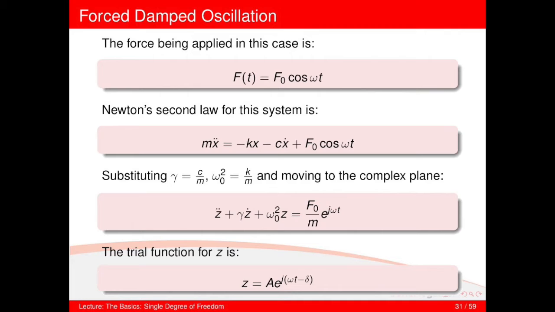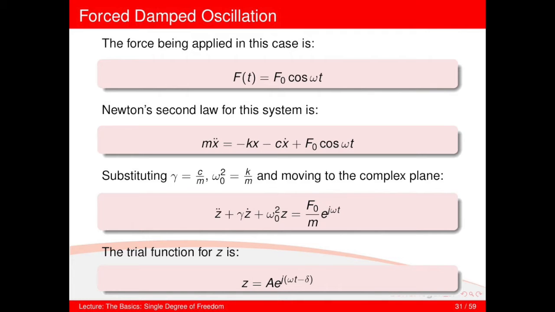So again, Newton's second law, mass times acceleration is the sum of all the forces. So we've got the spring force minus kx, we've got the damping force minus c x dot, and we've got our force that's being applied, F naught cosine omega t. Now again, omega is not the natural frequency, it's not the damped natural frequency, it is the driving frequency. It's the frequency I'm giving to the system. F naught is the amplitude of that frequency.